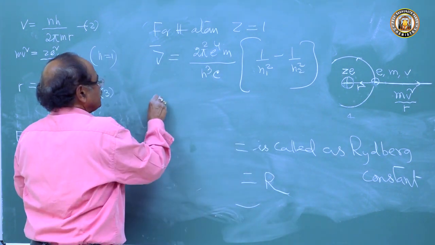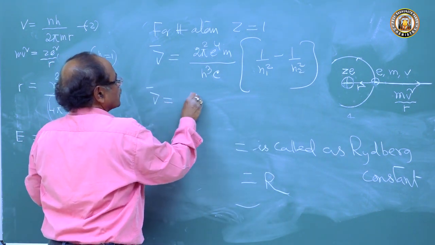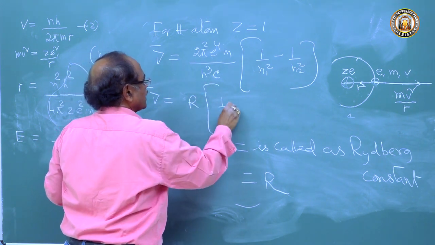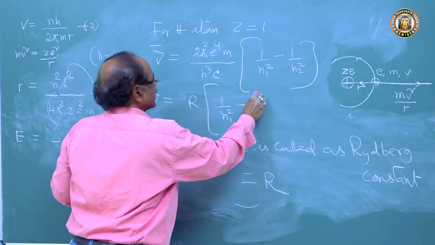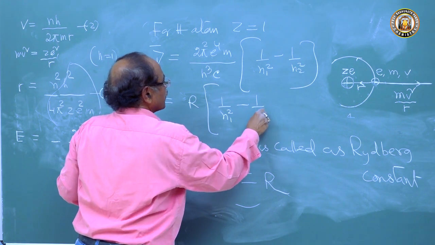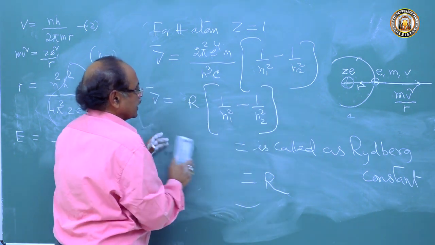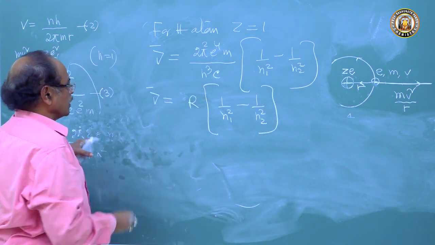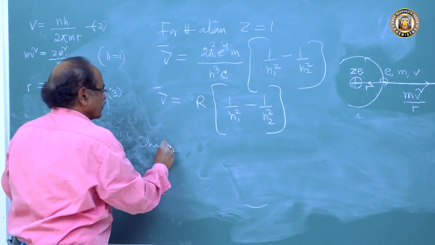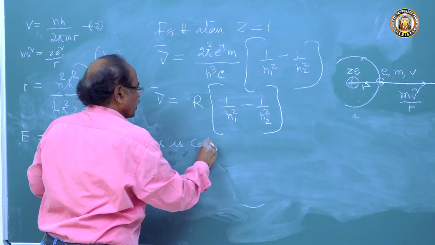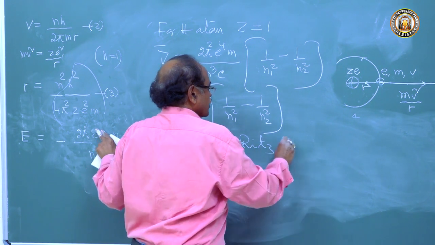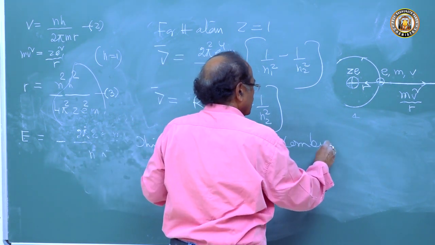So nu bar is equal to R into 1 by n1 square minus 1 by n2 square, where R is called the Rydberg constant, and this is called the Ritz combination principle.